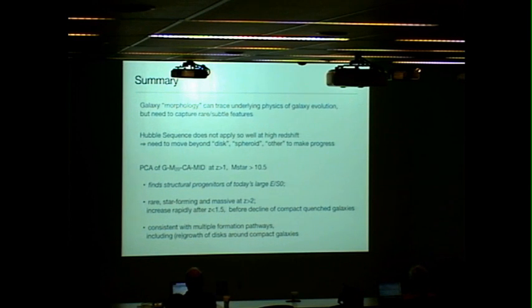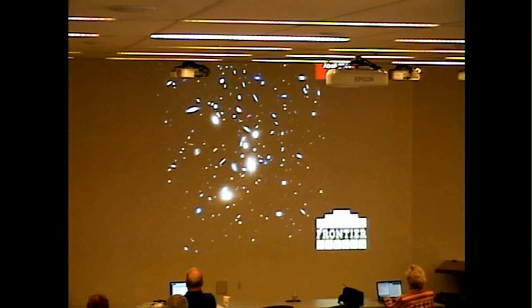And so the origin of these objects is consistent with multiple formation pathways, possibly including the growth or regrowth of disks around compact galaxies and then subsequent quenching of those disks, much in line with what Marcella was talking about this morning. So I thought I would take a minute and advertise the work that I've been doing other than morphology, which has been leading the Frontier Fields.